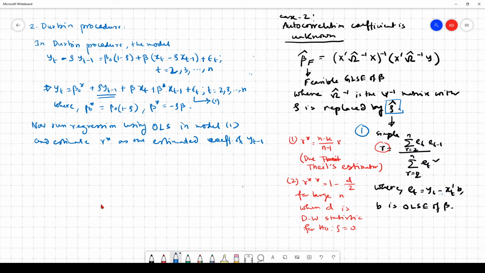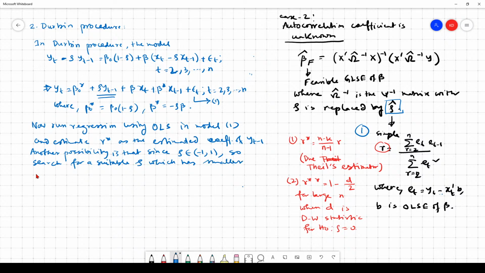So another possibility is, since rho belonging to minus 1 to 1, search for a suitable rho which has smaller error sums.